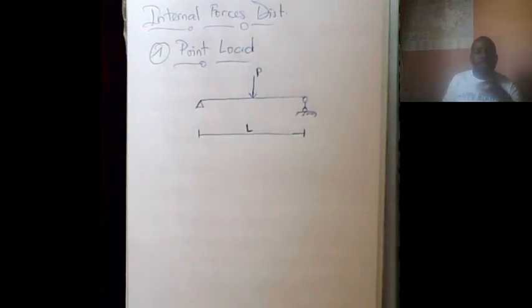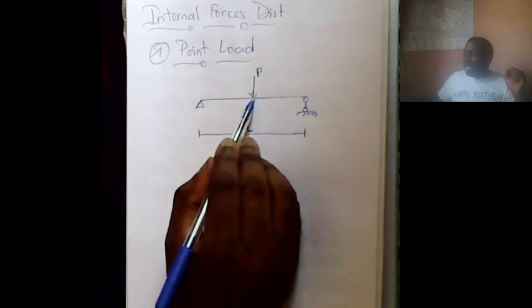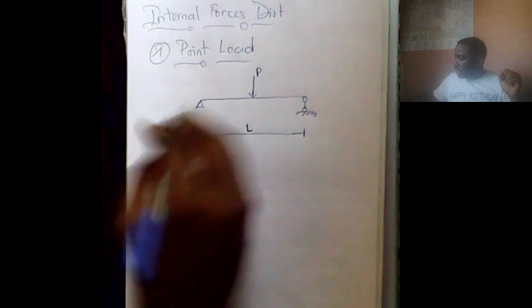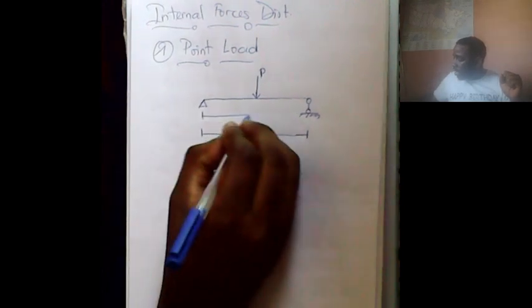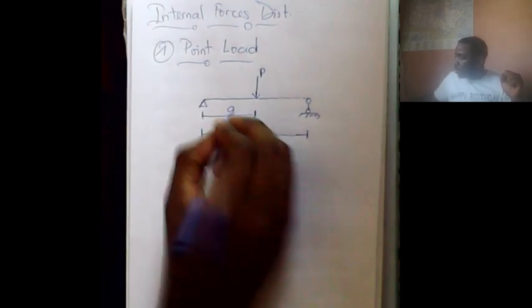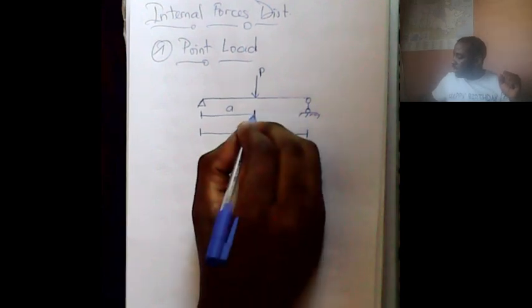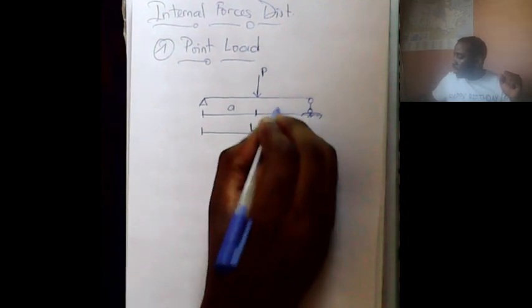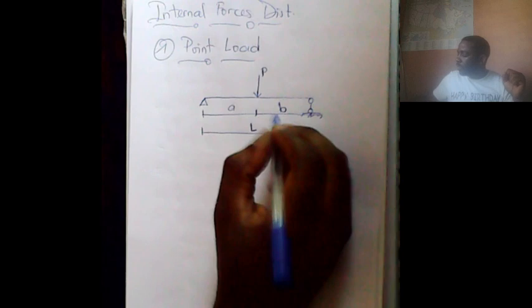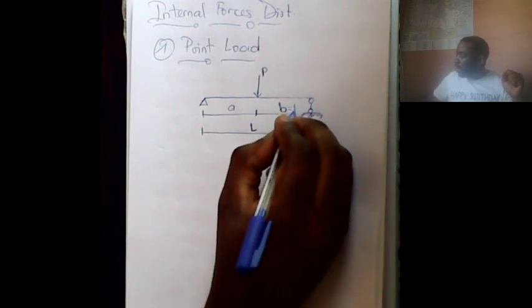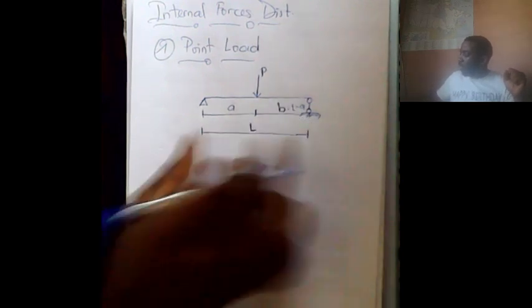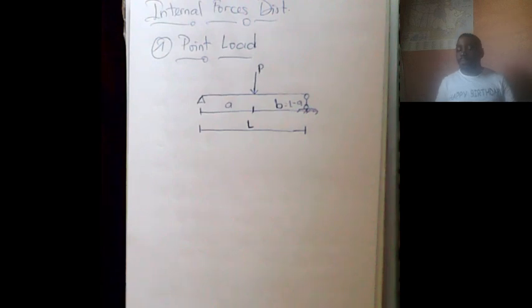Okay, it can be any value that we'll call P. But irrespective of where the load is located, it has a distance from the origin, from here to here that we'll call A. And it has a distance from here to here that we can call B. And obviously, B here is L minus A, right? The overall length minus this one. Okay? So what does that mean?